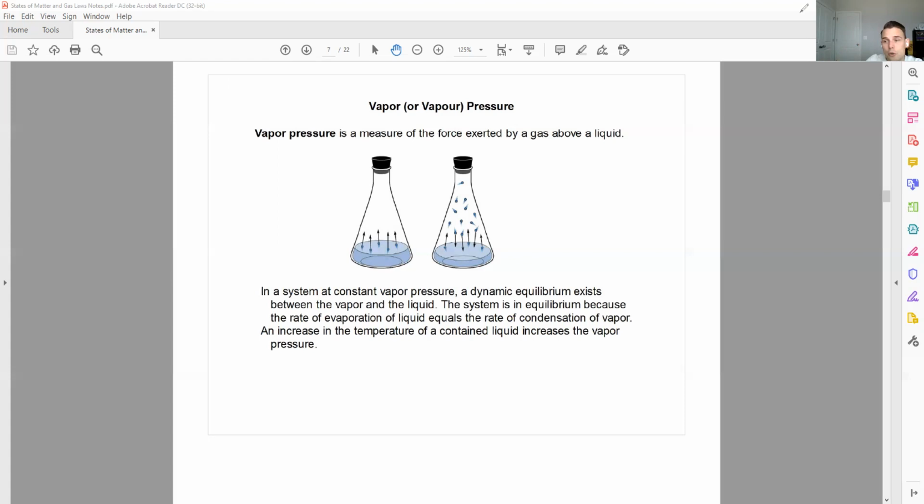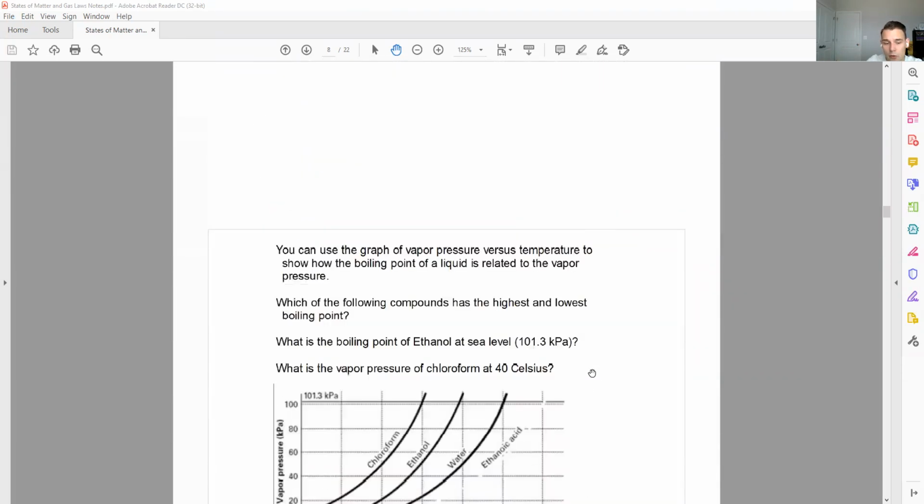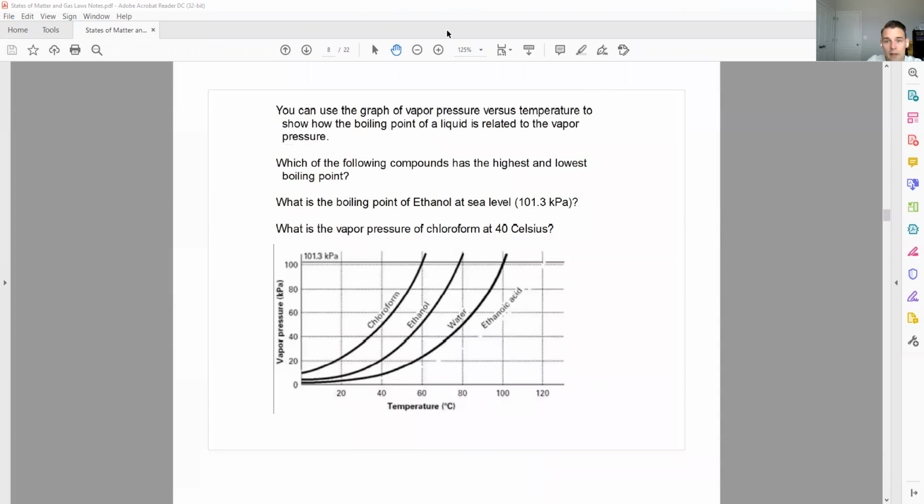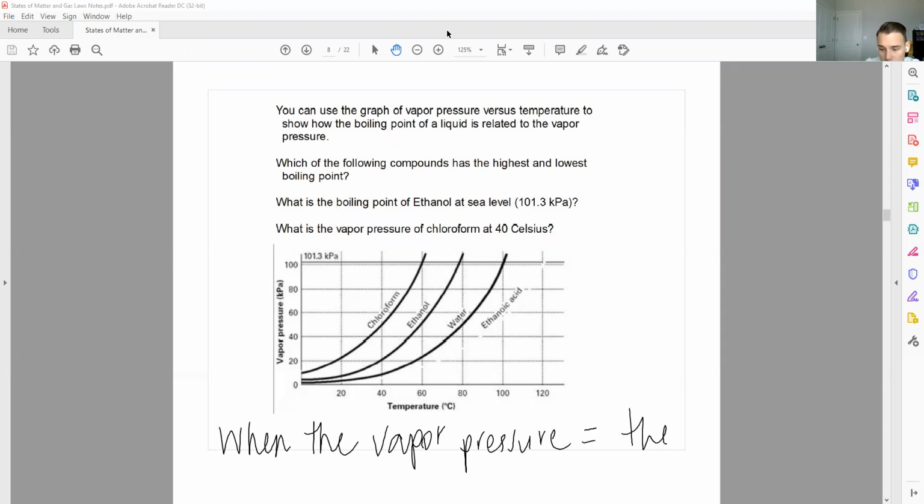But what do you have to do with vapor pressure? That's what we want to think about, and we want to think about it with a graph of vapor pressure. So we can use the graph of vapor pressure versus temperature to show how the boiling point of a liquid is related to the vapor pressure. So super important. When the vapor pressure equals the atmospheric pressure, boiling occurs.